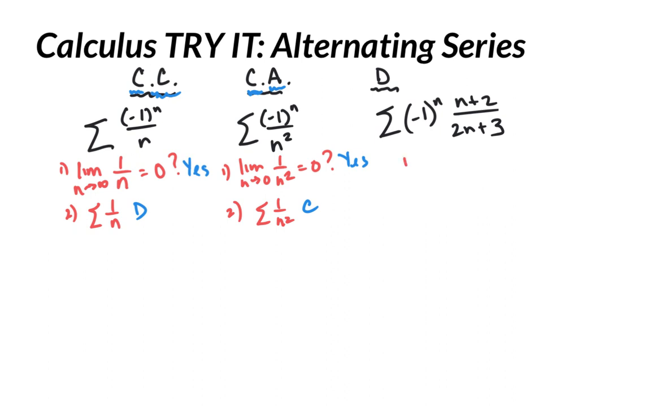This one, we'll strip away that alternating piece, and take the limit as n goes to infinity. Is that 0? The answer is no. It's not. It's 1/2. So this diverges. Okay, if the limit's not 0, it automatically diverges.